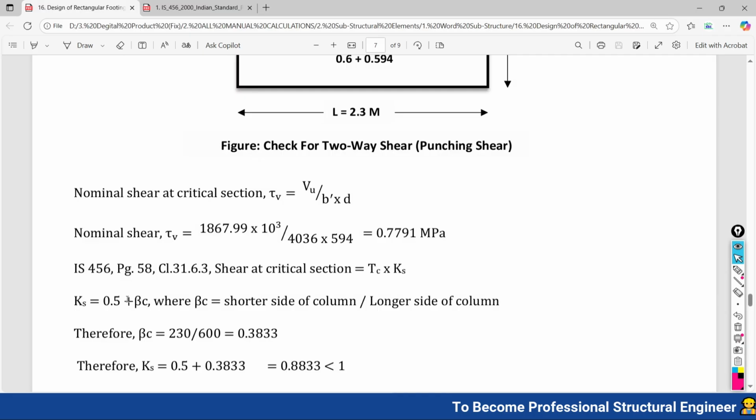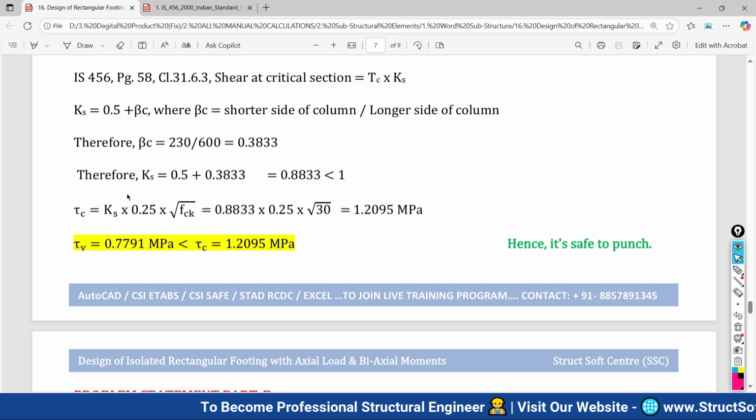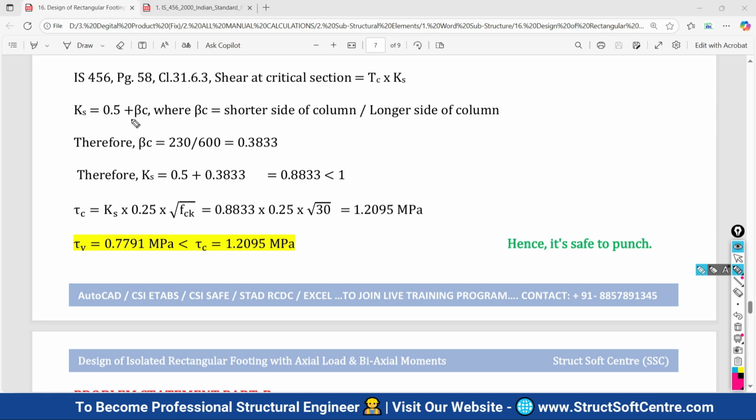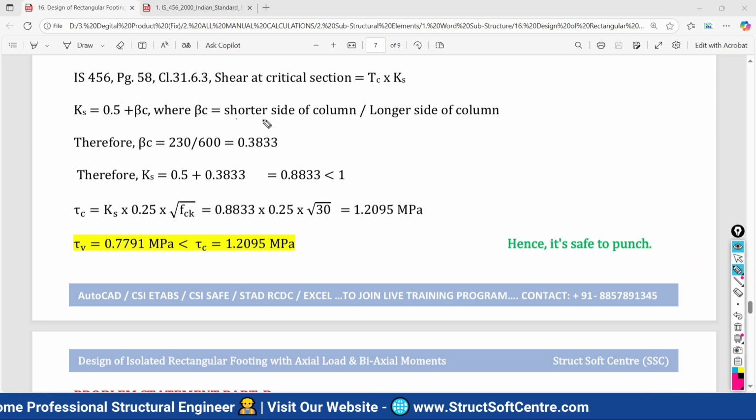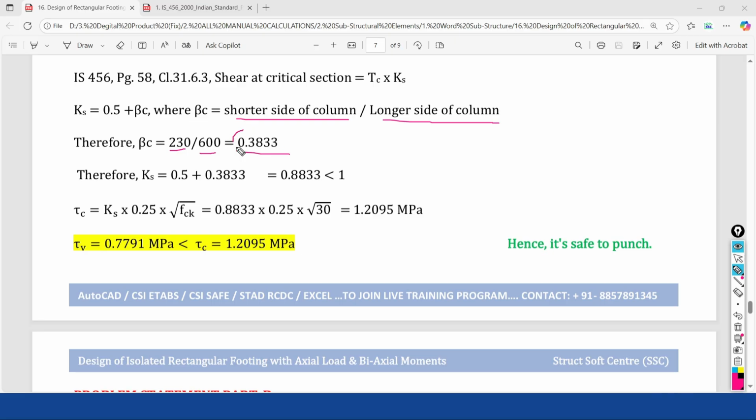Now coming back to the calculation, we would like to calculate the value of Ks. So Ks will equal 0.5 plus beta c. Beta c is the shorter side of the column divided by the longer side of the column. Your size of the column is 230 by 600. So 230 shorter divided by 600 longer. We get the value of beta c as 0.3833. Now this value needs to be added to 0.5. After doing this calculation, we get the value of Ks as 0.8833, which is less than 1.